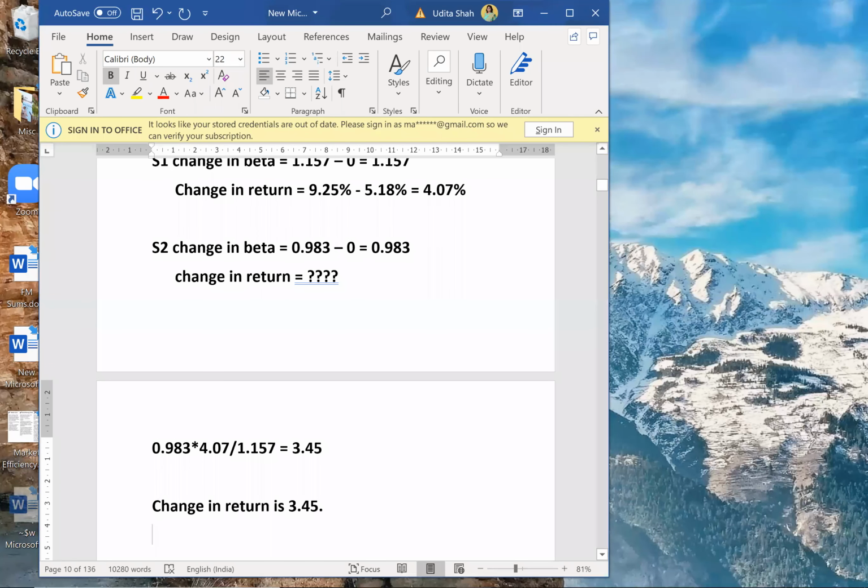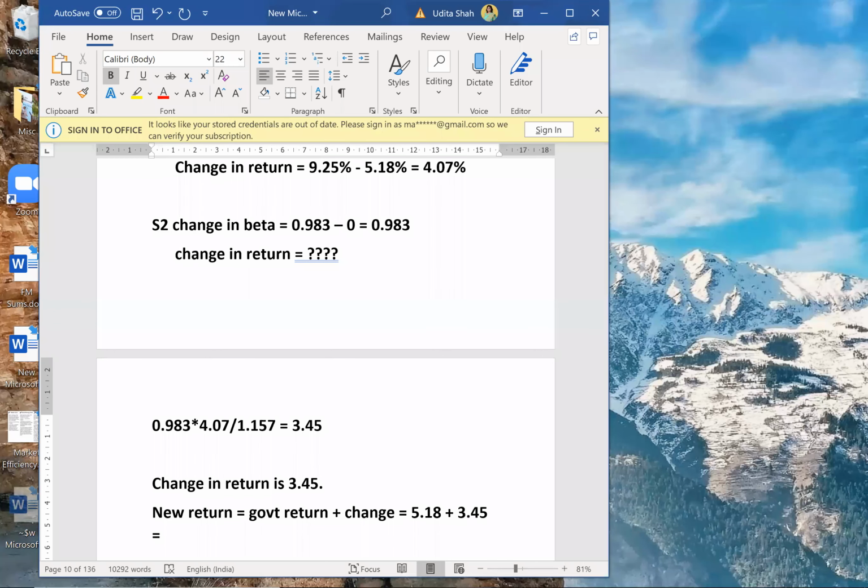So new return will be what? New return will be government return plus change. Government return plus change. So what is the government return? 5.18 plus 3.45. Okay. So 8.63 is correct. 8.63% will be my new return. That is my RADR.